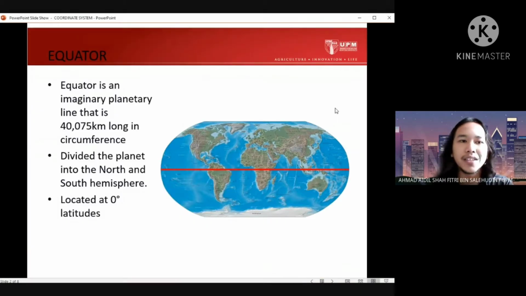For the equator, the equator is an imaginary planetary line that is 40,075 km long in circumference. It also divides the planet into the north and south hemispheres and is located at 0 degrees latitude.